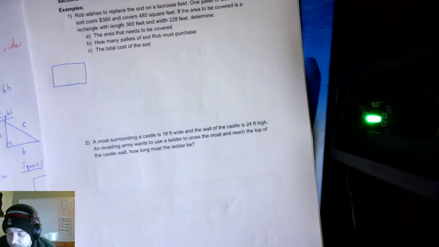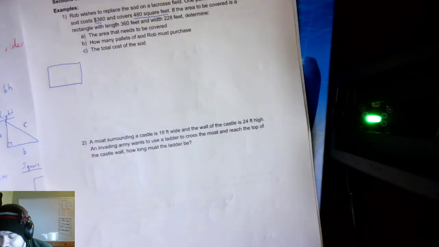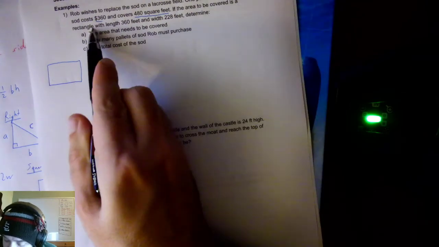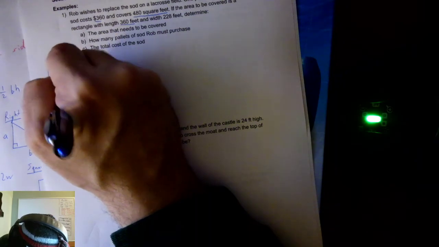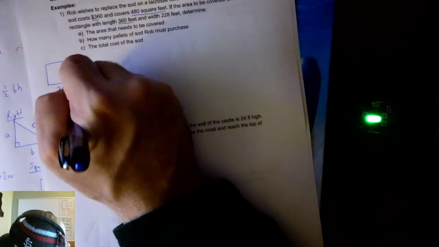There's my lacrosse field. One pallet of Bethel Farm sod costs $360 and covers 480 square feet. Alright, so for $360, I get 480 square feet of coverage. If the area to be covered is a rectangle with length 360 feet and width 228 feet, determine A, B, and C. A, the area that needs to be covered.